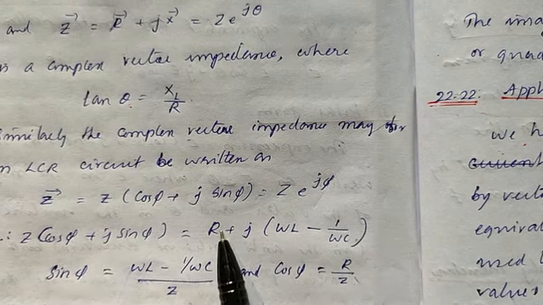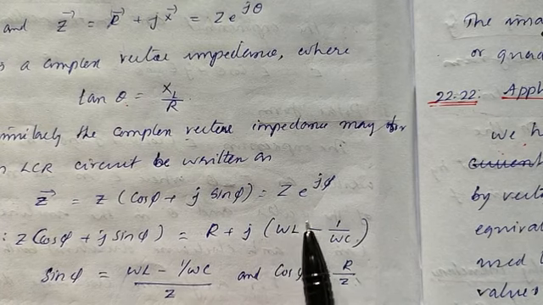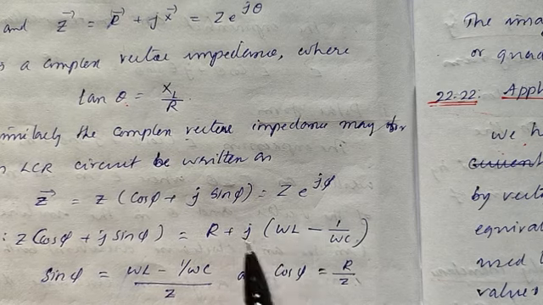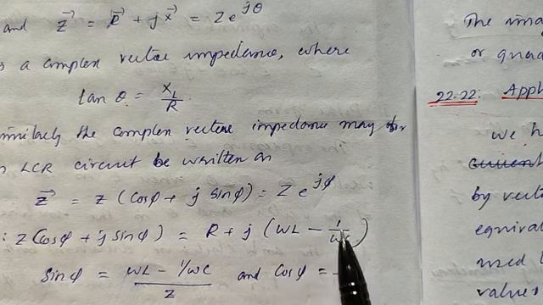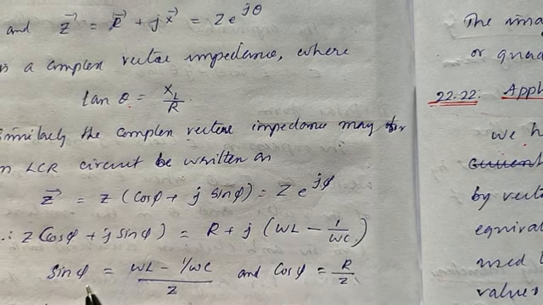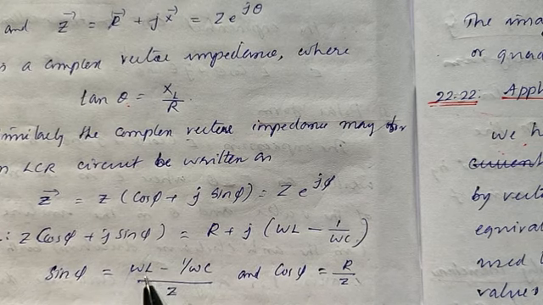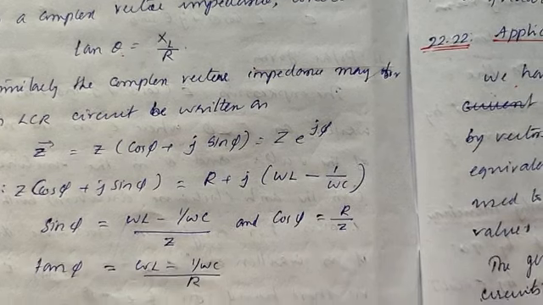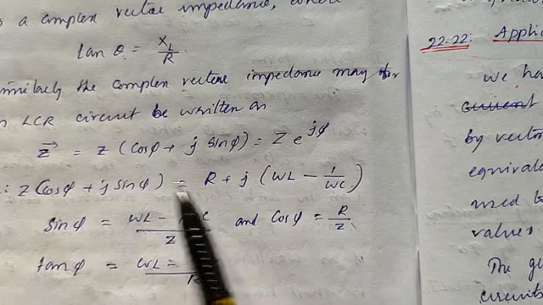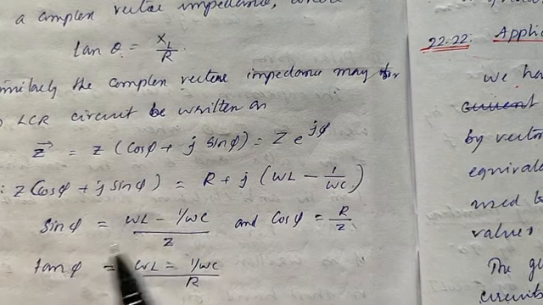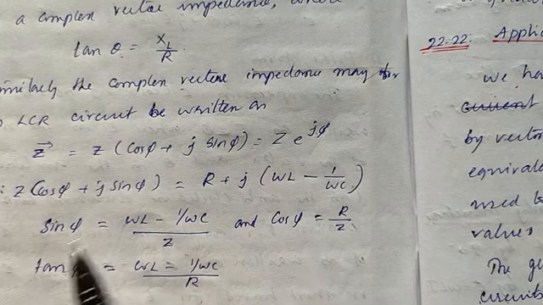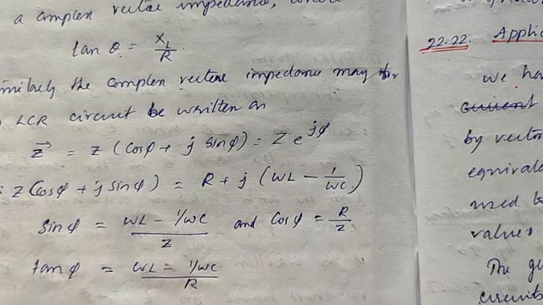So this is R plus j into omega L minus 1 by omega C. This is the ohmic resistance, and this is the part for inductance and capacitance, so the combination of inductive and capacitive reactance is included. So sin phi we will obtain from the circuit as omega L minus 1 by omega C over Z. These terms were already explained in the series LCR circuit, so we need not explain them in detail here again. So sin phi is omega L minus 1 by omega C by Z, and cos phi is R by Z. So tan phi we will obtain as the ratio of these two.